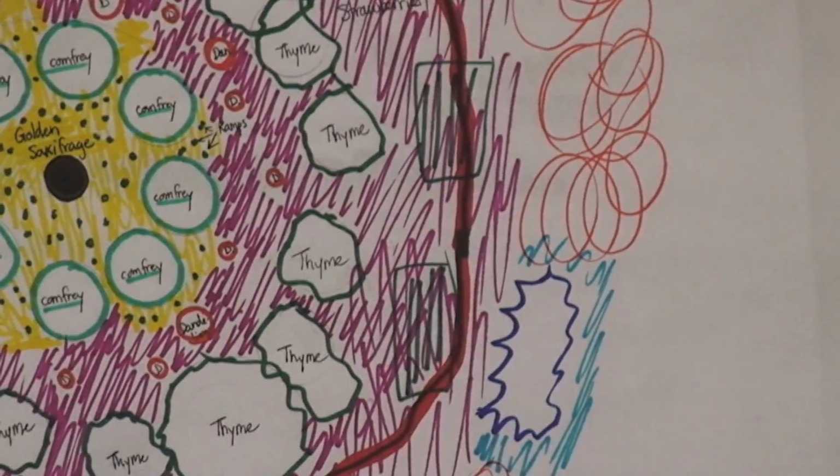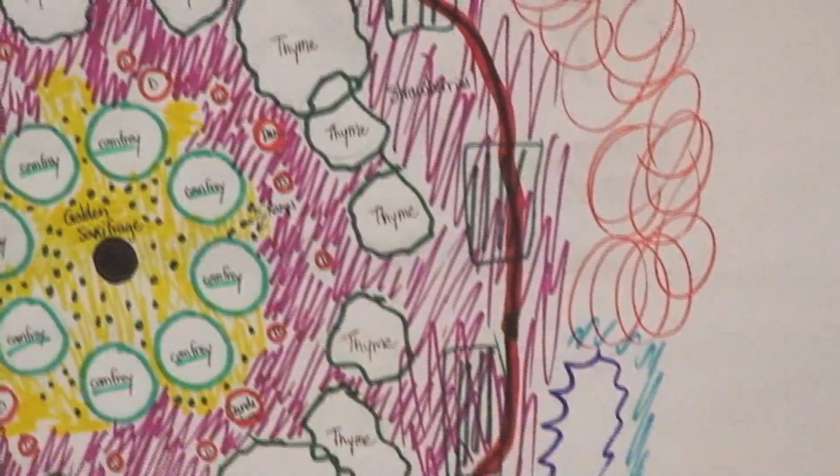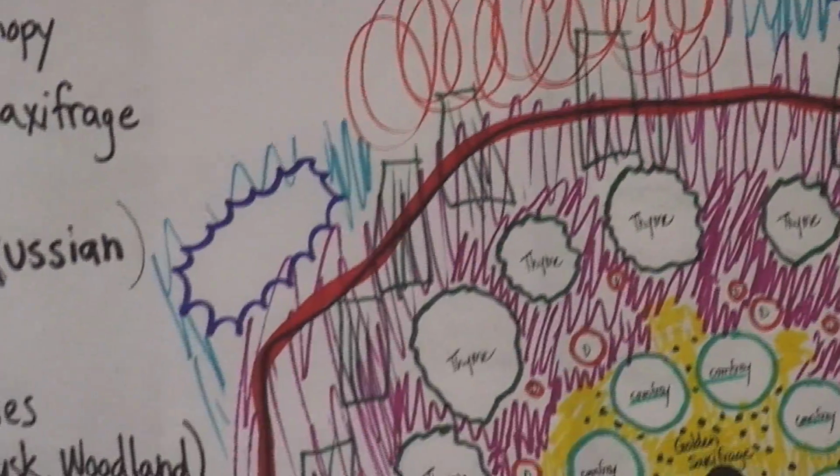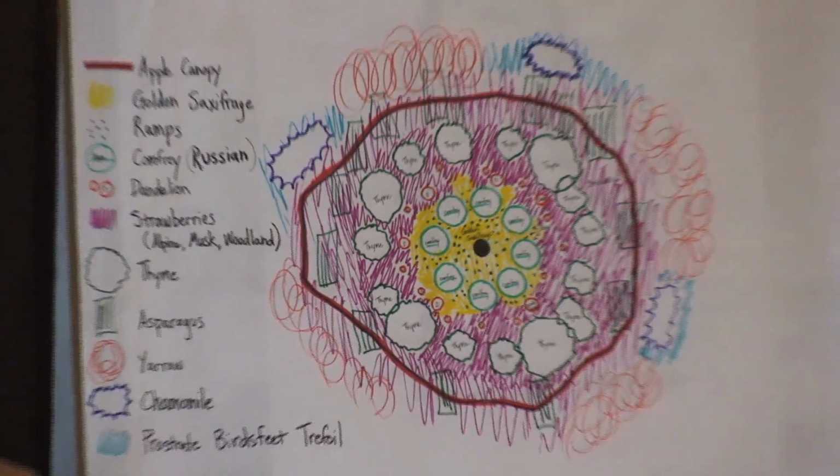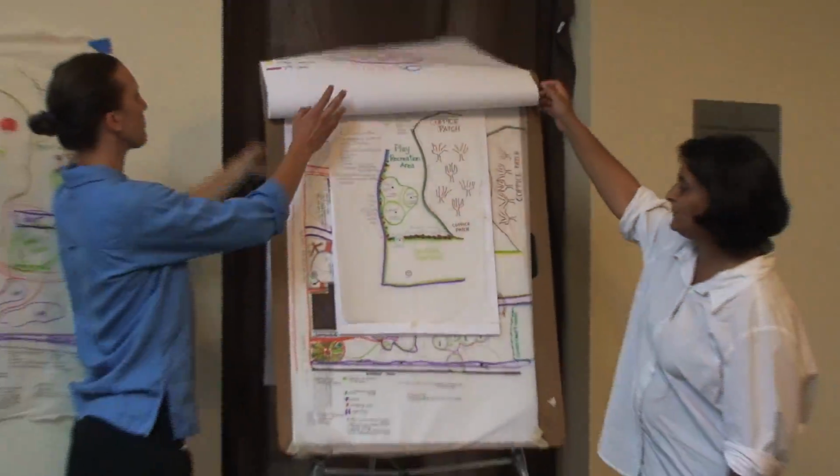And in this way we built this guild so it could be self-sustaining, one could access it easily and use this patch. And we would replicate this under different apple trees.